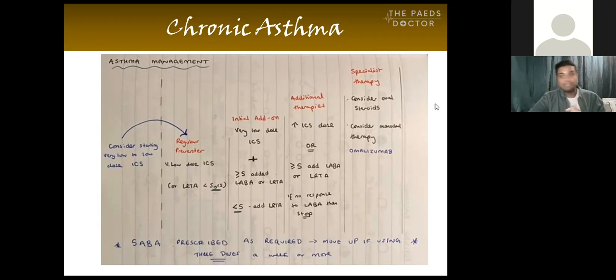But also remember, you can move down the ladder. If a child is stable on a specific regimen for a certain period of time, you can wean one of the steroids, decrease the doses, and they can go down the ladder as well, okay? Because as some of you will know, some children do actually grow out of asthma, and some don't.